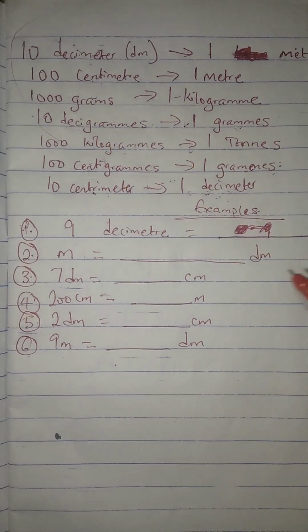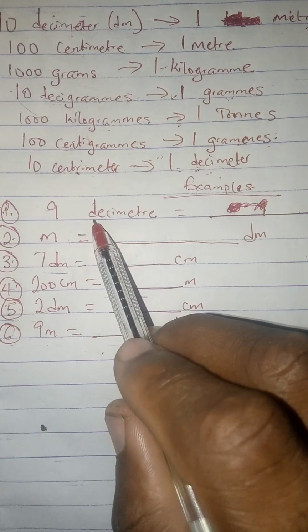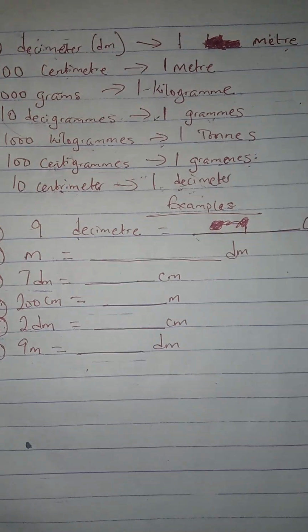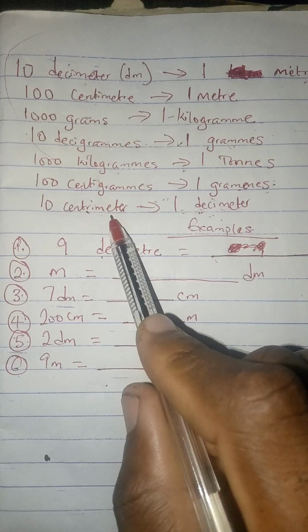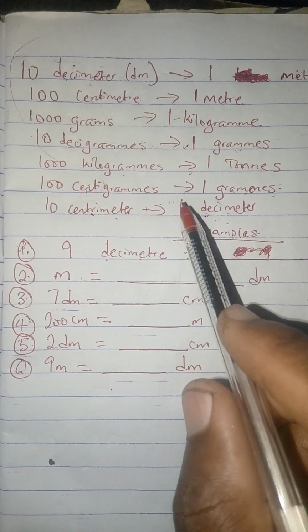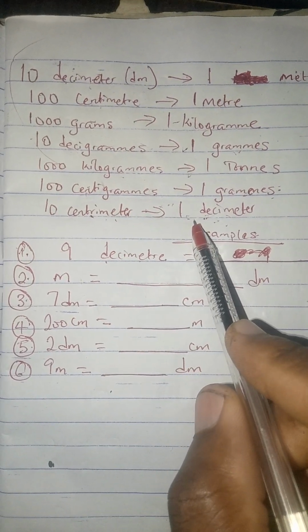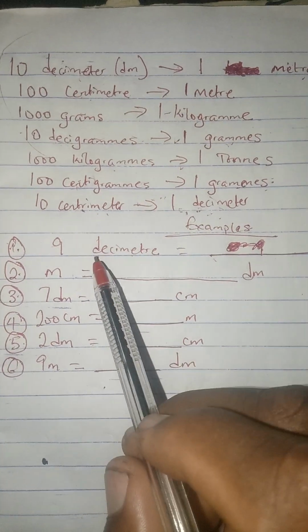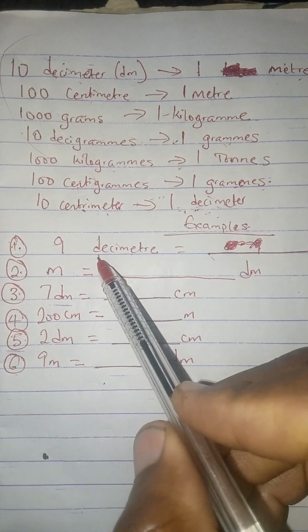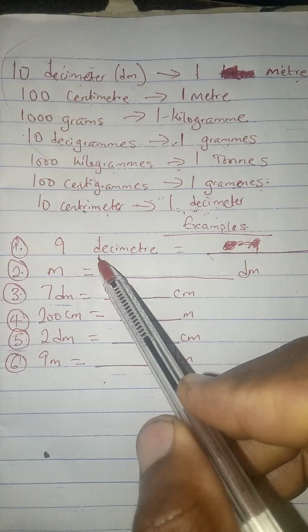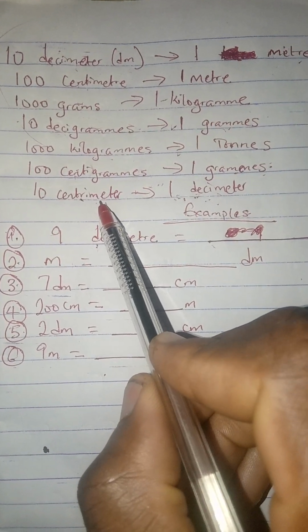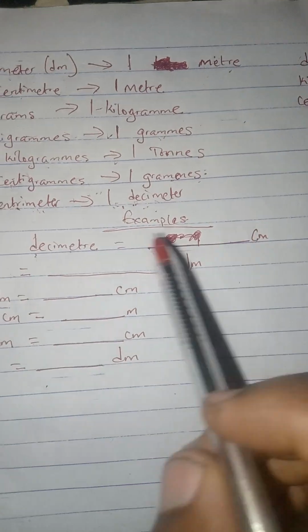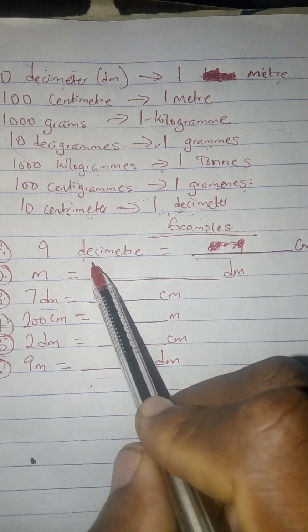Alright, so our first question here, we have 9 decimeter equals to what? Looking from this hint here, 10 decimeters will give us what? 1 decimeter. And here we are having what? 9 what? Decimeter. What is this telling you? If 1 decimeter gives us 10 centimeter, then how many centimeter will 9 decimeter give us?